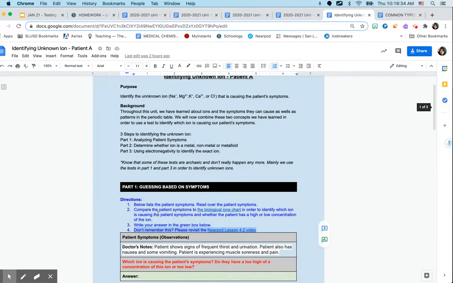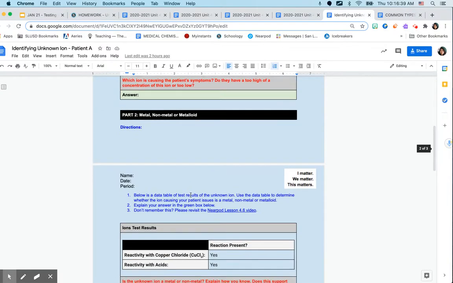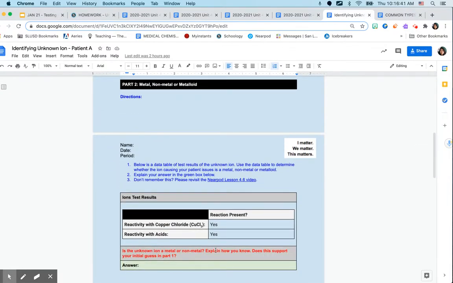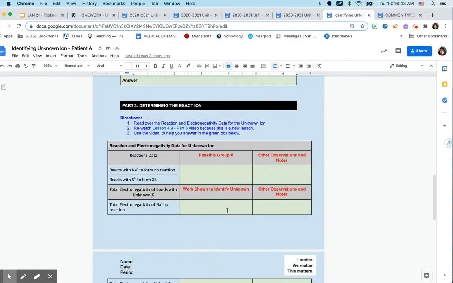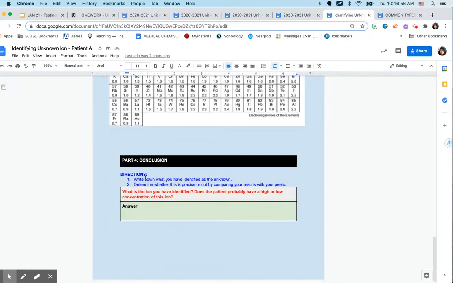Right. So section 1 is identifying the patient's symptoms. Section 2 is figuring out whether this ion is a metal or a non-metal. Section 3 is figuring out which exact ion it is, right? And notice that on the directions, I've linked to videos to help you out. And then finally, section 4, you're just answering what is your final question? Like, what ion do you think this is? And do they probably have too much or too little of this ion?